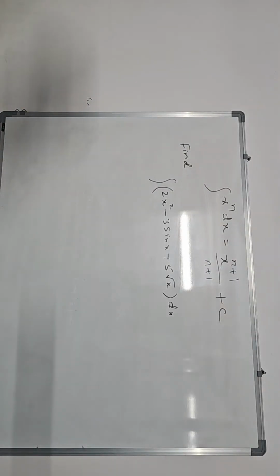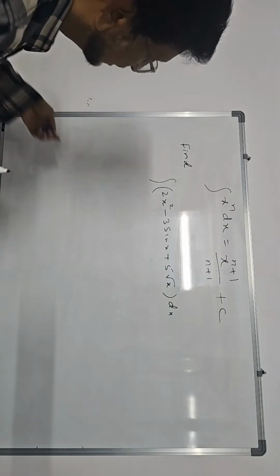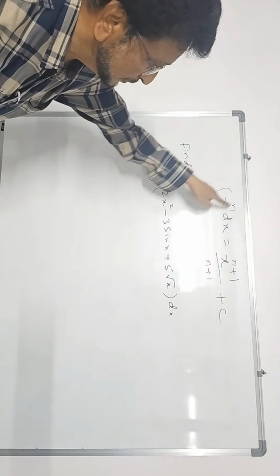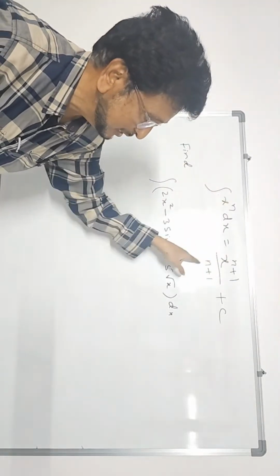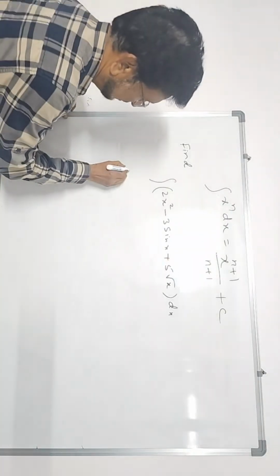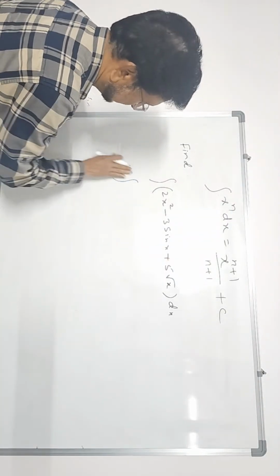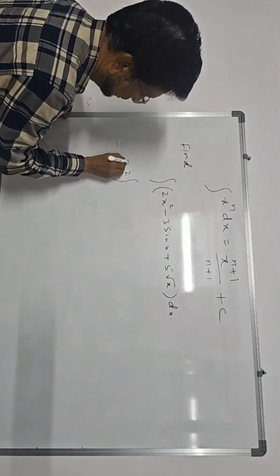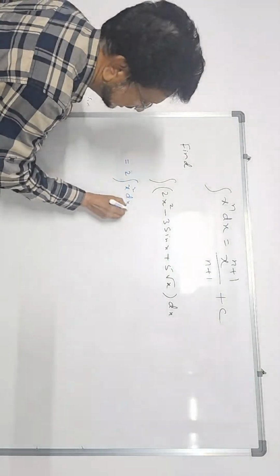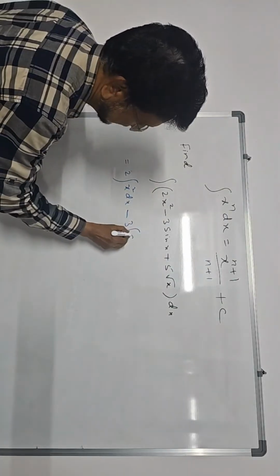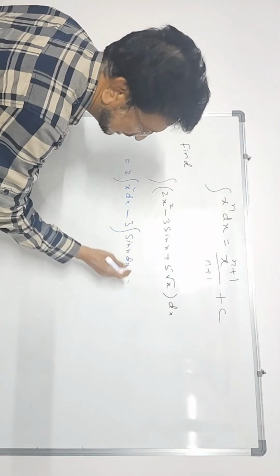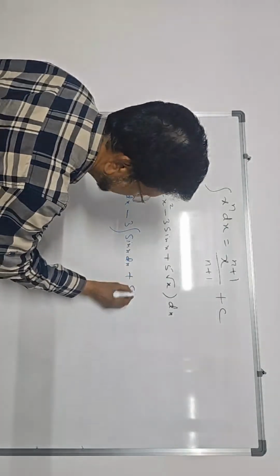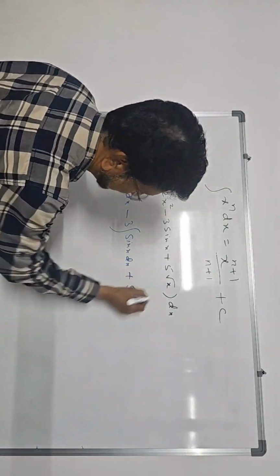Are you able to do it? Try it, you can do it. x power 2, same formula. The integration of x power 2 is x power 2 plus 1 by 2 plus 1. Same. Each term we shall separate. 2, because 2 is a number, we shall take it out. x power 2 integration we shall write. 3 is also a number, take it separately. Integration of sin x dx. Each term separately we are doing. Find the integration of root x.